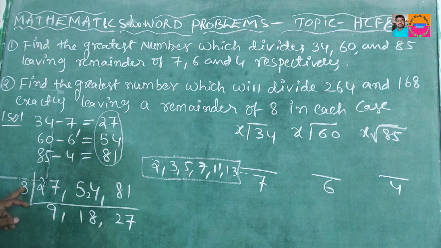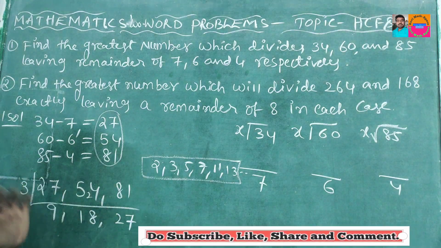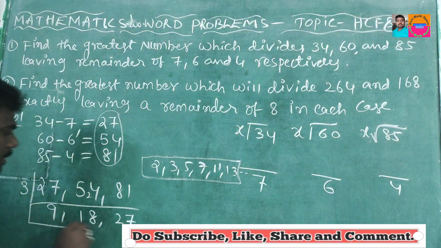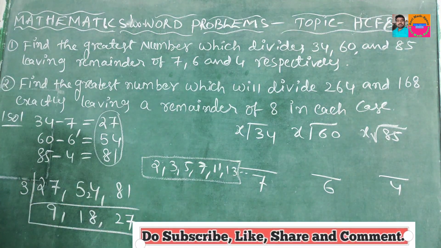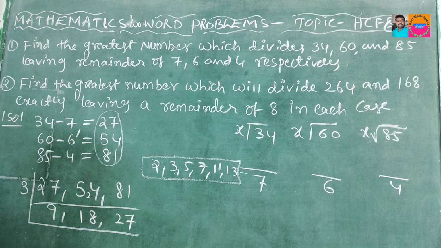54 divided by 3 gives 18. 81 divided by 3 gives 27. Again we should take the common factor of these numbers. What is the common factor of these numbers? Common factors means we should consider only prime numbers. So the common prime number of these numbers, again I can consider 3.